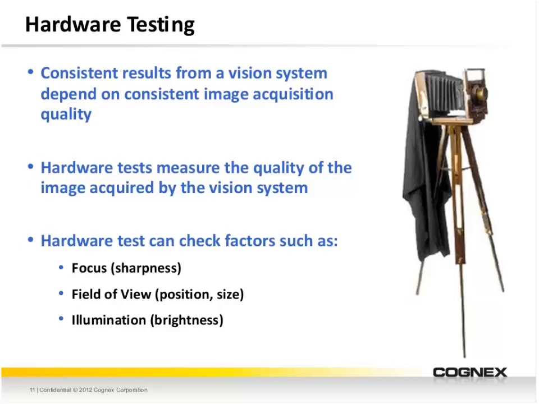And I think a very important component is also the ability for hardware testing. If the camera itself has been moved, then the focus or the sharpness could be out, and you can set up a tool there to actually check the limit test on that. Also, if the camera is moved, the field of view might be off, so you can set up some tools for position or maybe size of features.